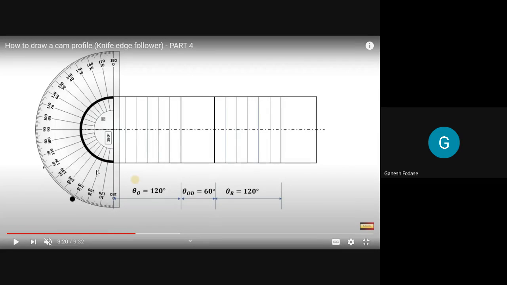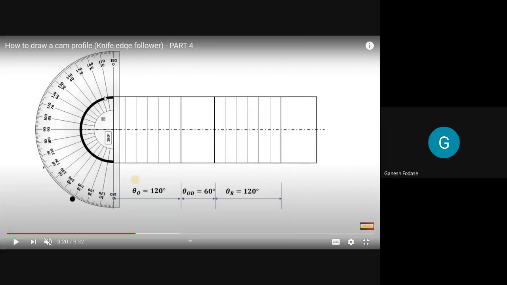If we divide the rise into 8 parts and the return into 8 parts, then I have to divide the semicircle into how many parts? 8 parts. So the number of divisions on the semicircle is equal to the number of divisions on the x-axis for rise and return. Clear? Okay.